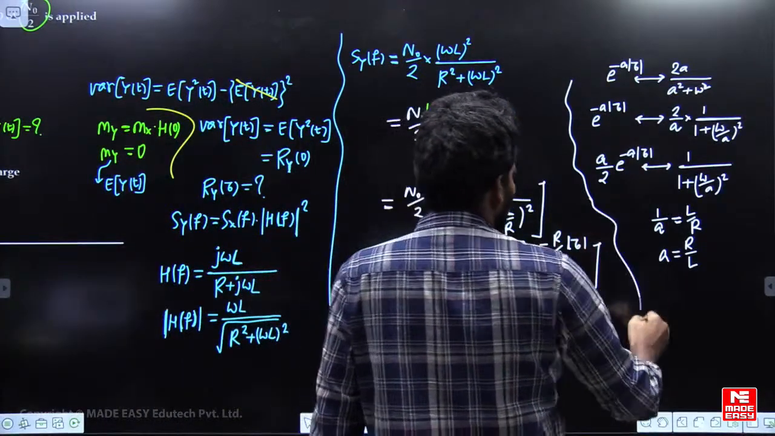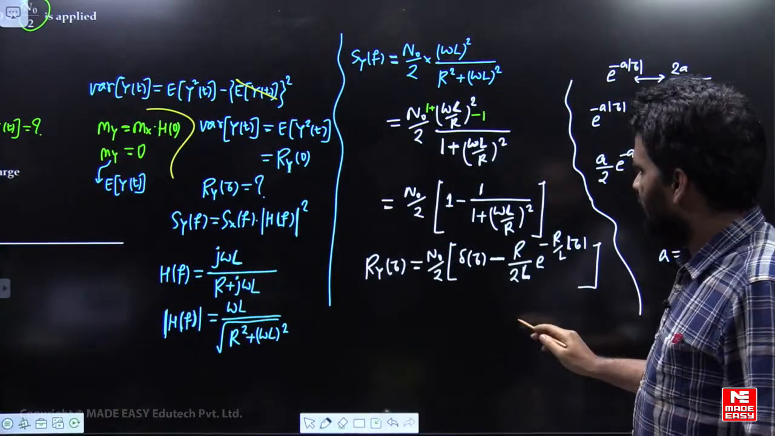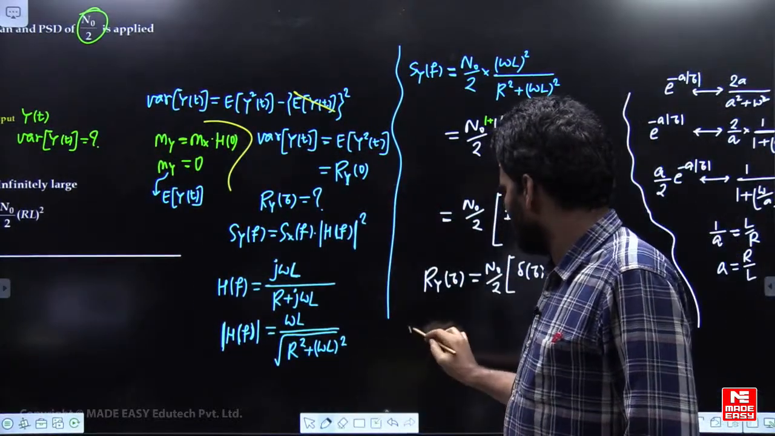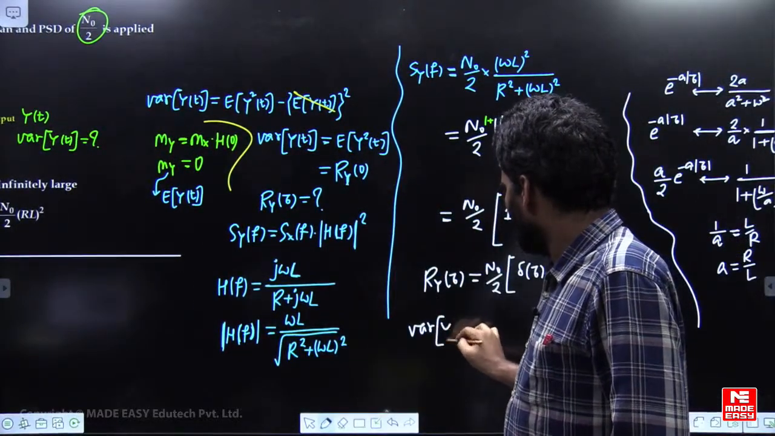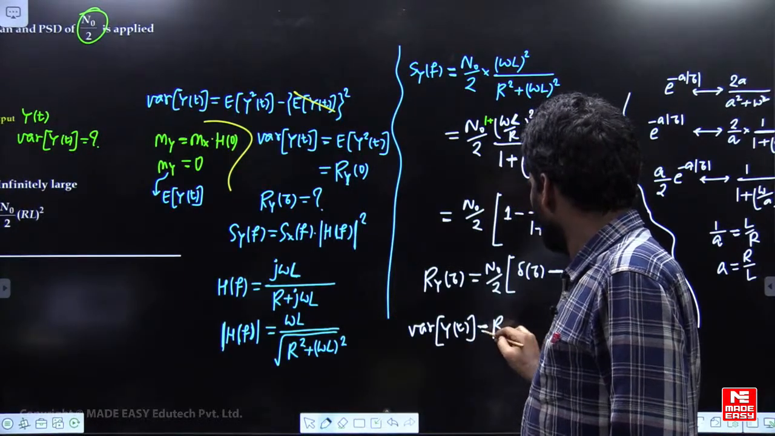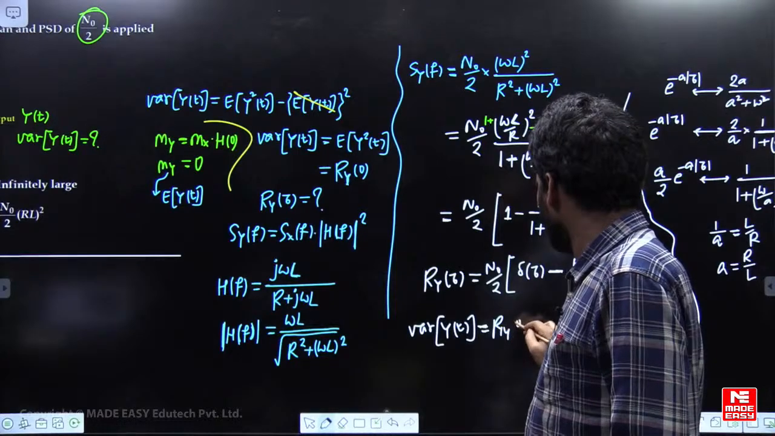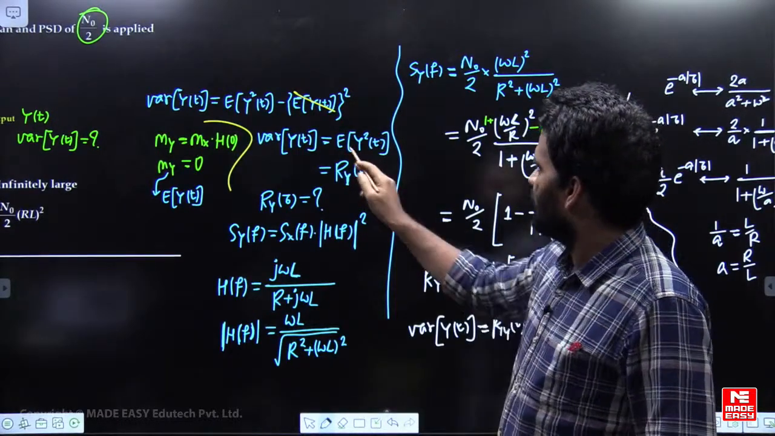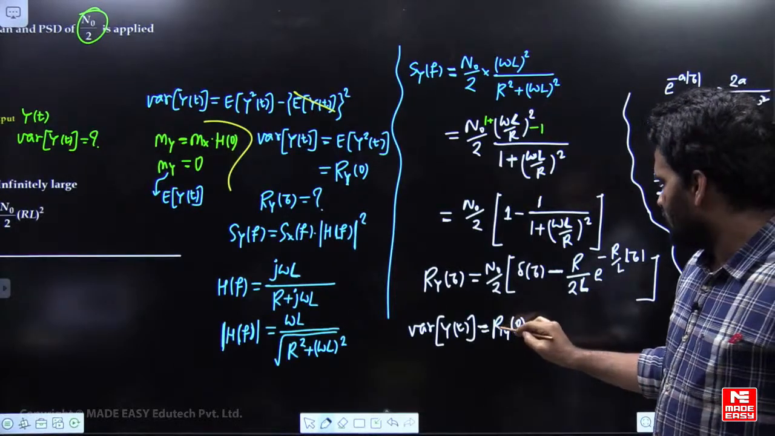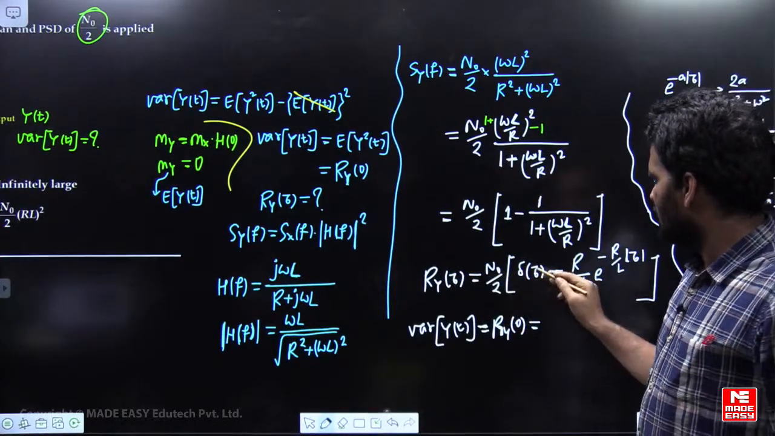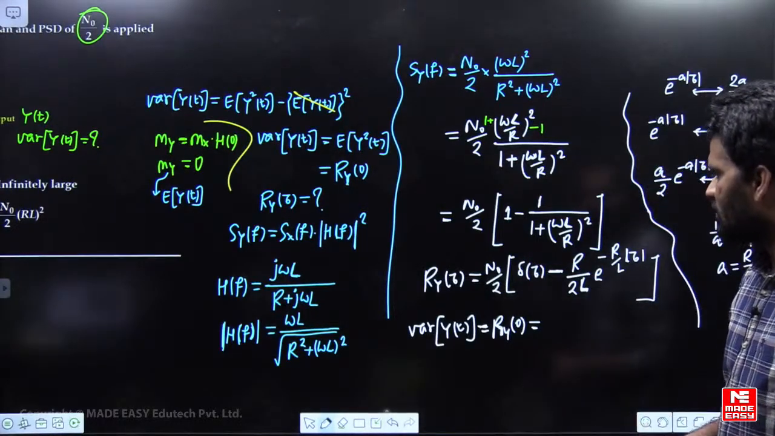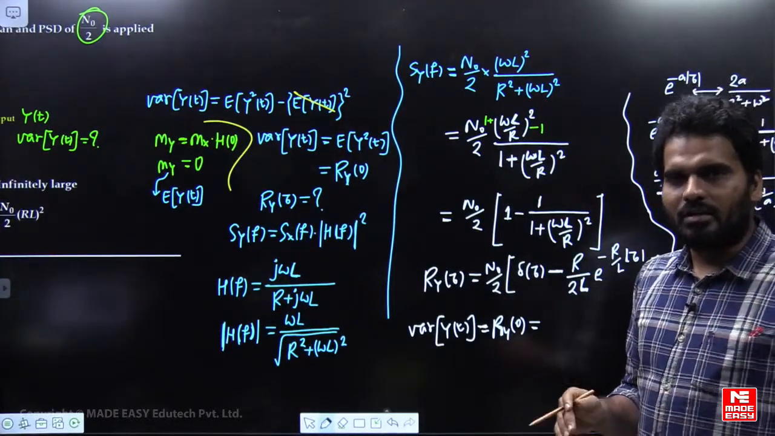Yes. Now the question here is we need to find Ry(0). We need to find out the variance of y(t), which is Ry(0). So what is Ry(tau) at tau equal to 0? At tau equal to 0, it is an impulse function. What is the value of the impulse function at the origin? Delta(tau) at tau equal to 0. The impulse function at the origin will be infinite.